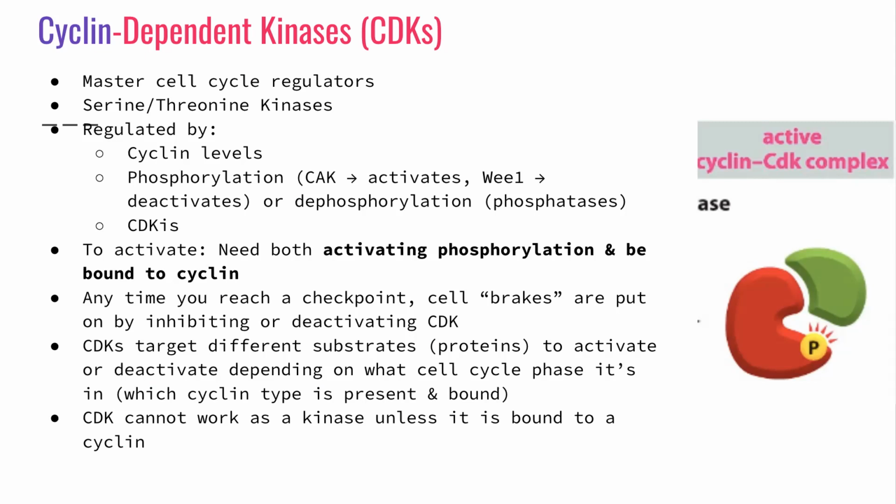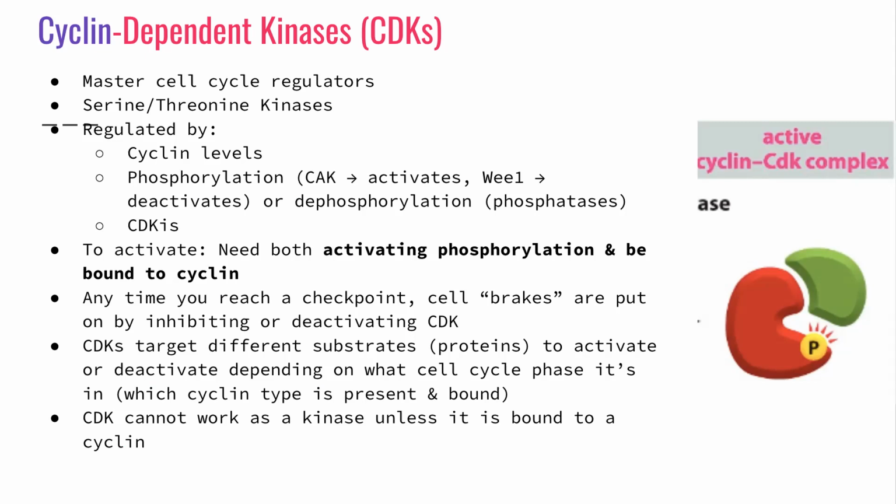Which is a key thing to remember here: phosphorylation doesn't necessarily mean activation. For Wee1, it would add an inhibitory phosphate. Even if CDK is phosphorylated by the activating kinase, it cannot function if it's phosphorylated by Wee1. It won't be active, if that makes sense. And then there are also CDK inhibitors, which are proteins that directly bind to CDK, such as P21, and that also inhibits CDK's function and puts the brakes on the cell cycle.